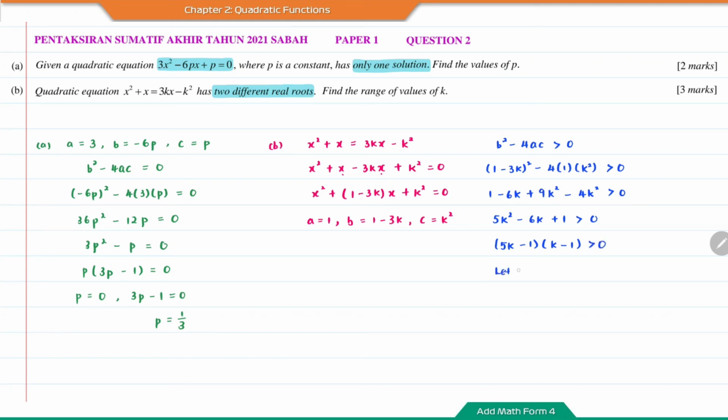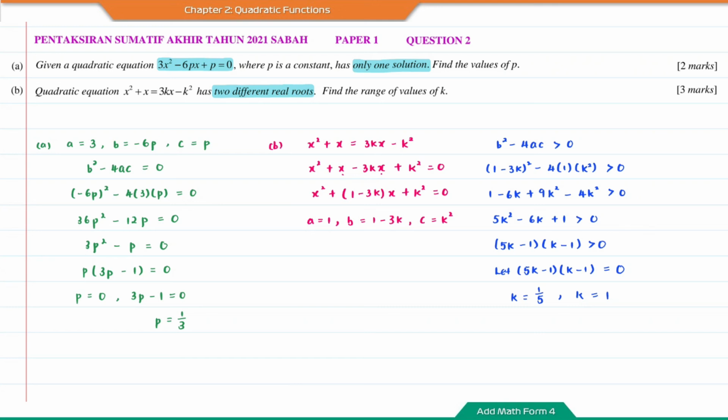So when I let the bracket here equal to 0, then I will be able to find the roots for these quadratic inequalities. So k is equal to 1 over 5. The other k will be equal to 1. So we're going to solve this using the graph sketching method.